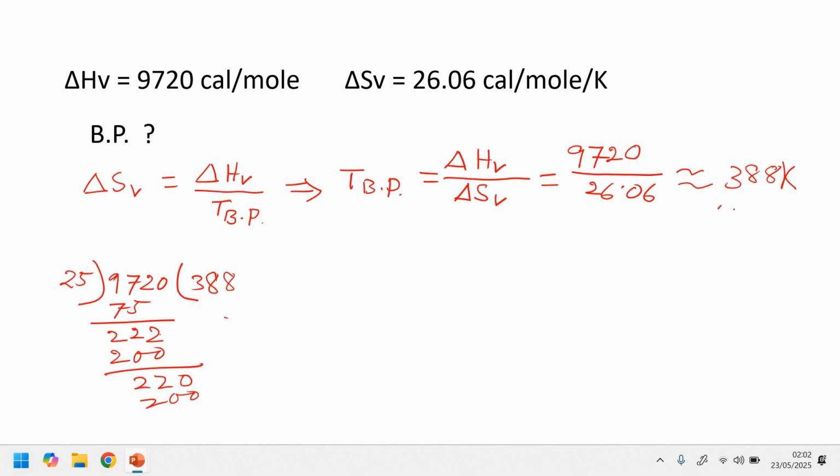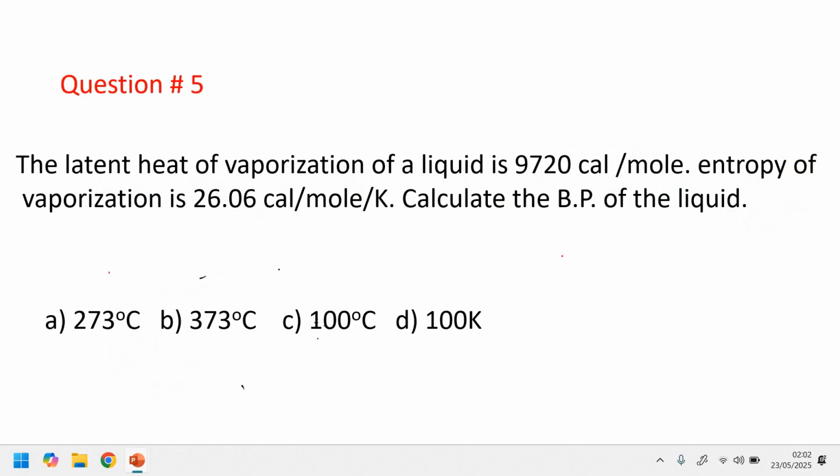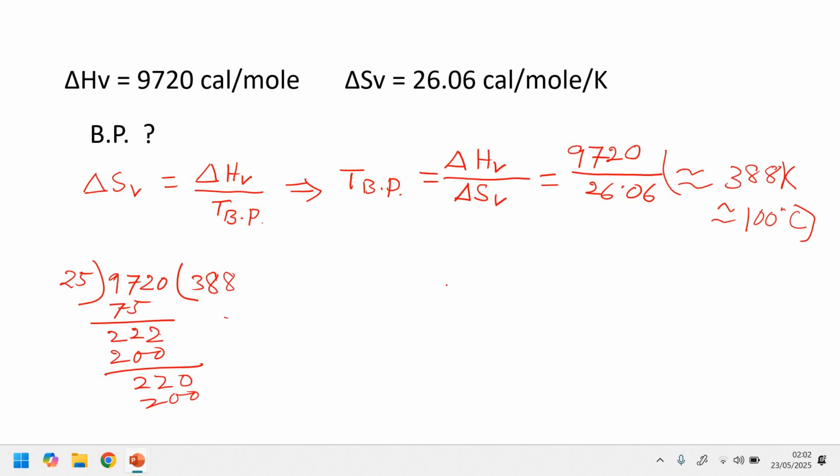388 Kelvin means approximately 100 degrees centigrade, and this is our approximate value. I'll tell you the exact value also, but before that we'll see the answer. Yes, 100 degrees centigrade is there, so the answer is C. The exact value, if you calculate exactly, is 372.98.